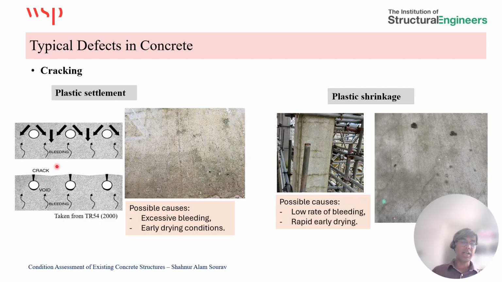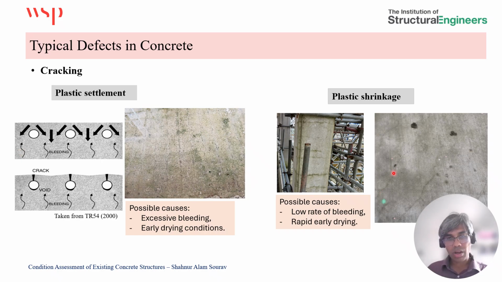Here are some typical examples of different types of cracking. Here's the plastic settlement cracking. You can see the parallel cracks that usually occur on top of the reinforcement. This occurs basically due to excessive bleeding, when the water tries to come out from the bottom towards the top of the concrete surface, and the heavy material settles down around the reinforcement.